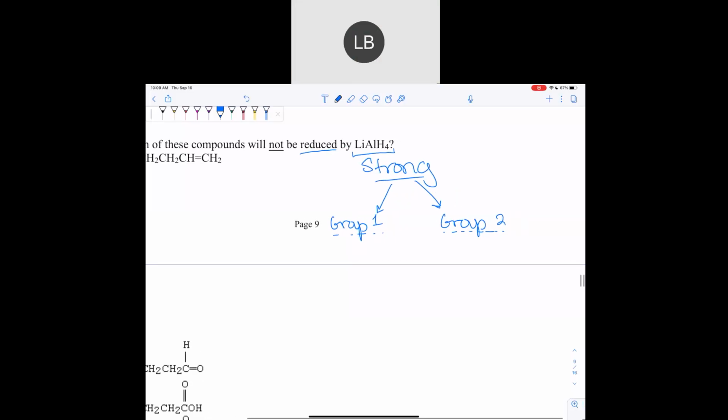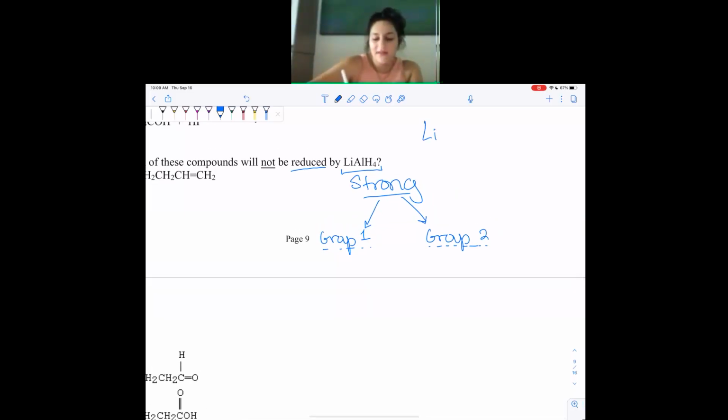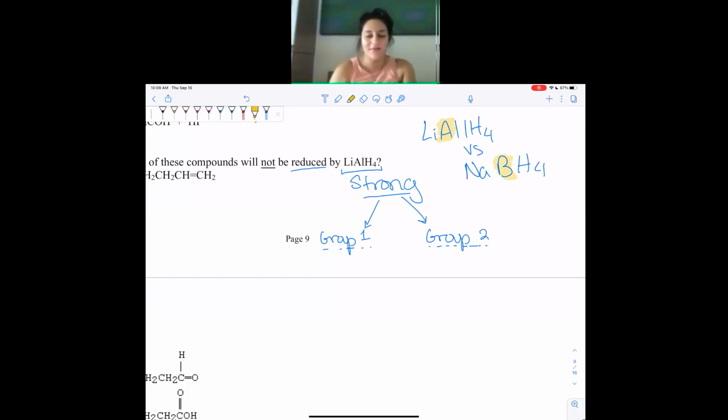So for reducing agents, there's only two of them. The way I like to break it up is LiAlH4 versus NaBH4. So we're comparing A to B. A comes before B in the alphabet, so it must be stronger. Got it. Cool. I like that.